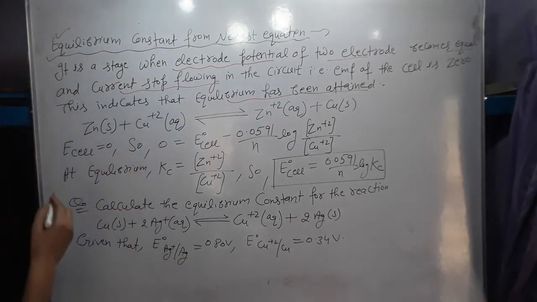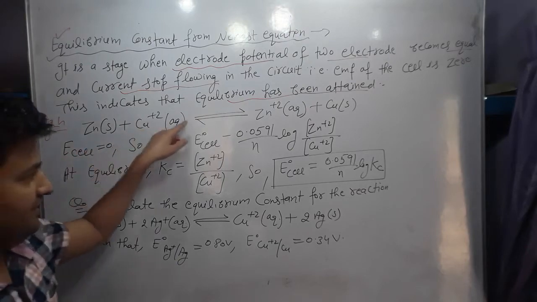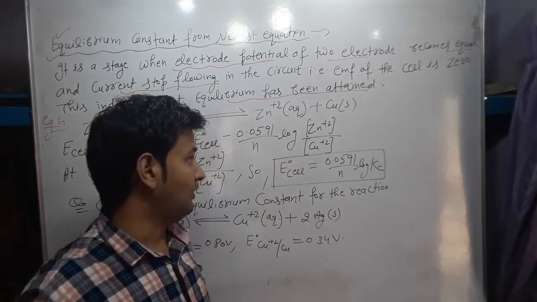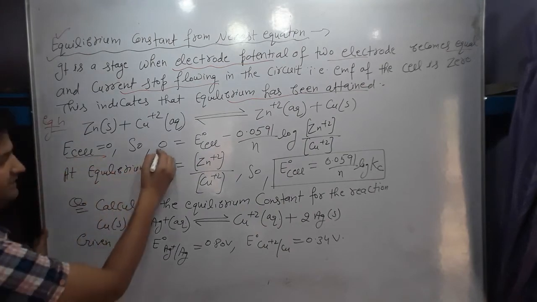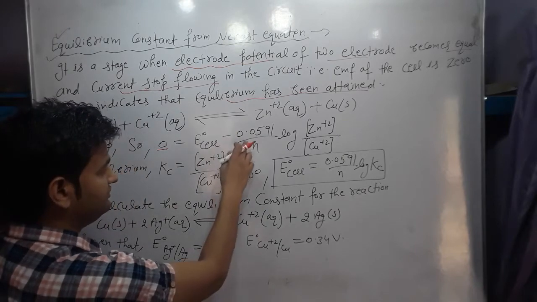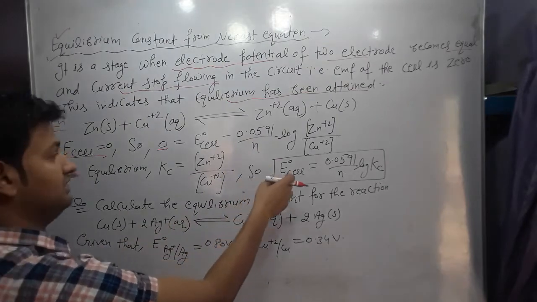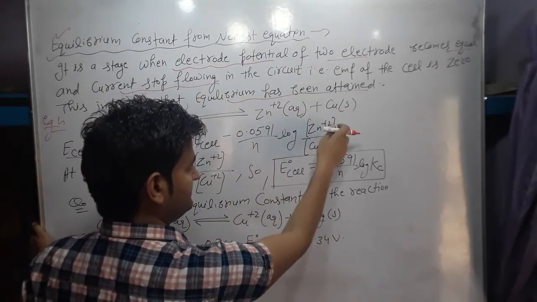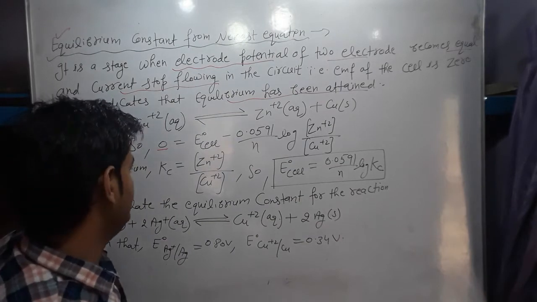So we consider an example for this. Zinc plus copper ion gives zinc ion plus copper. We write the EMF of the cell equal to 0. So we can write 0 is equal to E naught of the cell in the standard state minus 0.0591 over n. The value of n here is 2, times log of concentration of ions of product over concentration of ions of reactant.